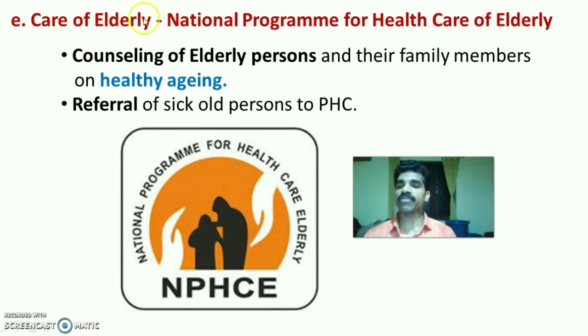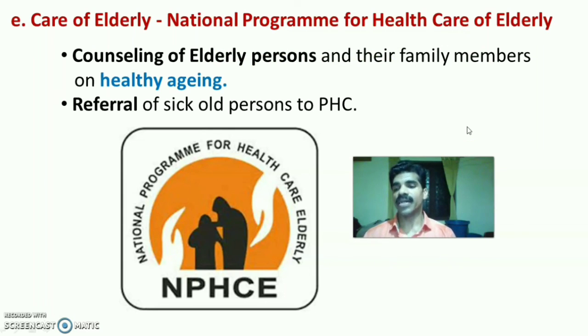Then the fifth desirable function is for the elderly, that is National Program for Health Care of Elderly. That includes counseling of the elderly people and their family members on healthy aging, promoting the healthy aging of the elderly or geriatric people. So taking care of the elderly people, counseling to take care of the elderly people. Then making referrals of the sick elderly person to the PHC if necessary. So counseling and referrals of the elderly persons come under National Program for Health Care of Elderly through subcenter as a desirable service.